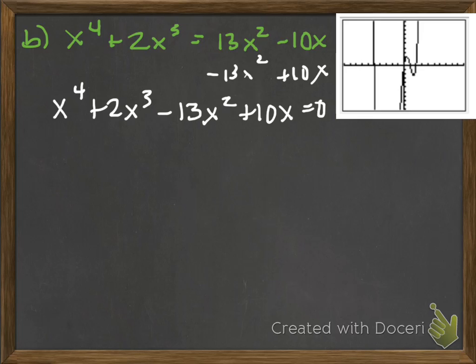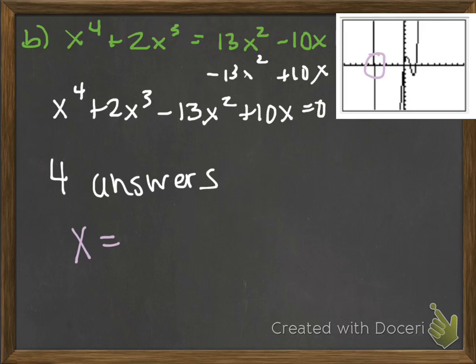Now, when I look at this, we should get 4 answers. We know we get 4 answers because the highest exponent is 4. When I look at the graph, you should notice that my function is crossing the x-axis 4 times. Since I can look at this picture and clearly see what my 4 answers are, I don't really need to do much work for this problem. Looking at the picture, right here is one solution, and that is -5. The next solutions we can figure out are 0, 1, and 2.